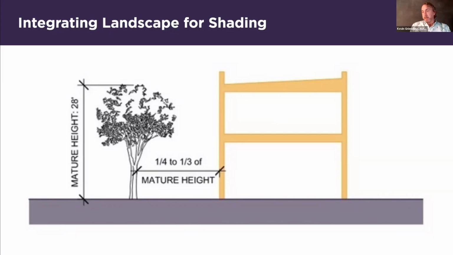Oftentimes there are metrics that can be used, but of course the only metric that really matters at the end of the day is how tall is the mature height of the tree, what is the angle of that tree, or rather the spread of the tree in some ways, what is the angle of the peak of that tree to the building, and what does it block at what times of the day. Generally speaking, in commercial corridors, it's a good idea to put a tree outboard of the exterior of the building face that you're trying to control, about a quarter to one-third of the mature height of the tree.